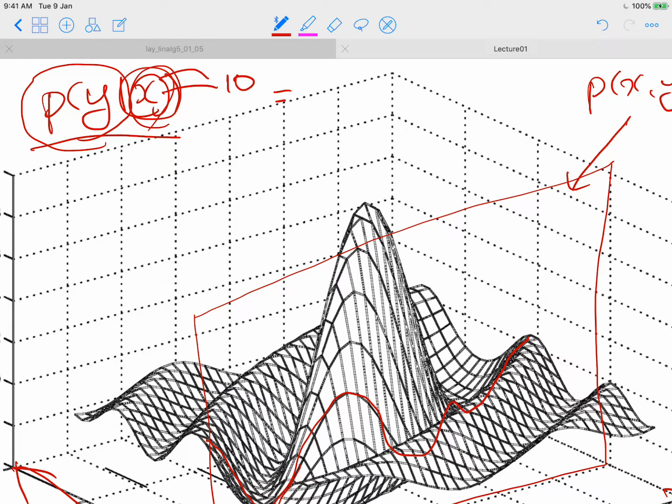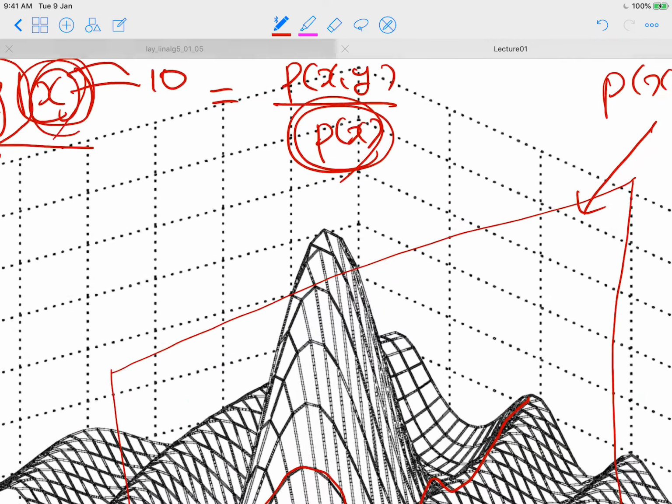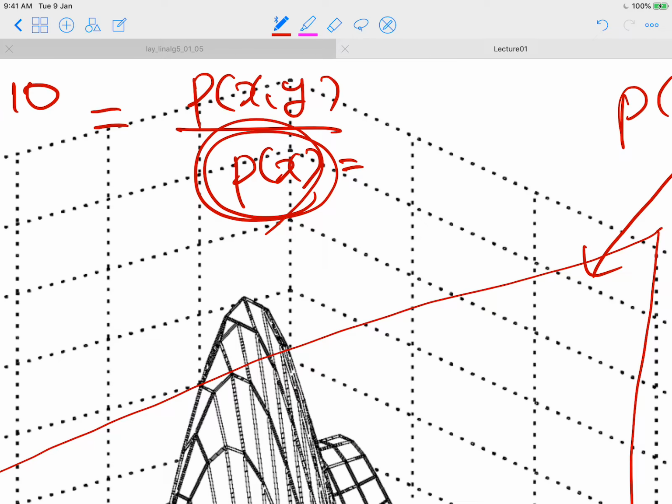So this conditional distribution is formally defined as follows: P of x comma y divided by P of x, right? So what is P of x? In general, this P of x is not given as an independent and specific value, but it is just computed. It is computed by performing this integral over all the possible y values.